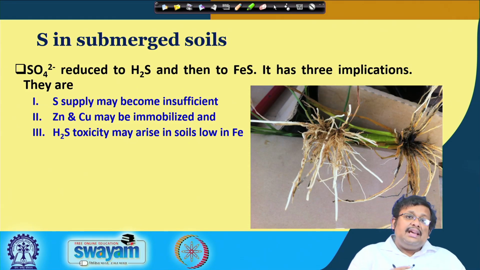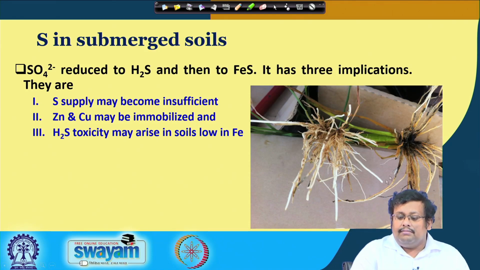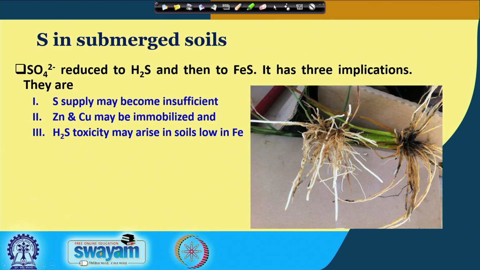Then zinc and copper may be immobilized in the form of zinc sulphide or copper sulphide, and then the H2S toxicity or hydrogen sulphide toxicity may arise in soil which is low in iron. So, when the soil is low in iron, the iron sulphide will not form, the hydrogen sulphide will form, and as a result of hydrogen sulphide you will see the sulphur toxicity, as you can see in the roots of the rice plants. So, this is because of the hydrogen sulphide toxicity.